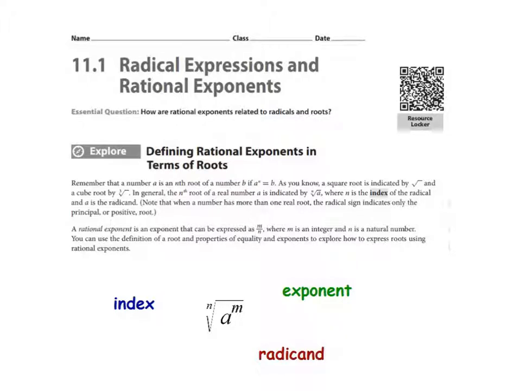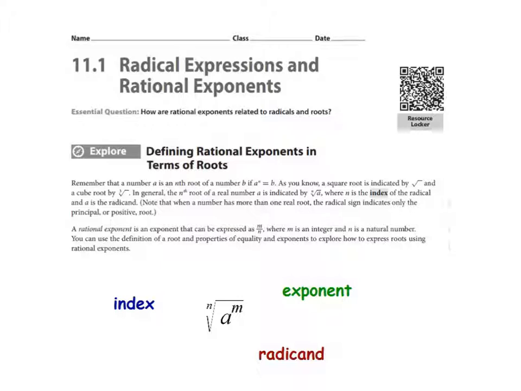Welcome to Lesson 11.1, Radical Expressions and Rational Exponents. We've been studying rational expressions, and we're going to be talking about radical expressions. There's actually a relationship between the two, and we're going to be looking at that in this Chapter 11.